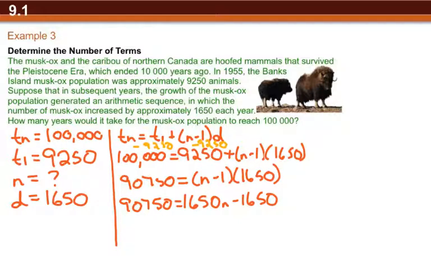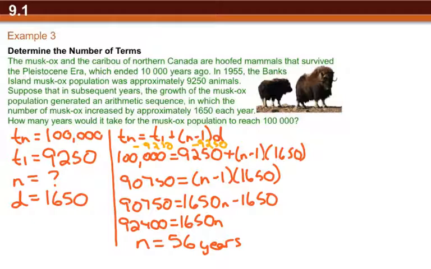We'll add 1650 to both sides. Last step would be to divide by 1650, and we get that N is 56. 56 years in this case. So it'll take 56 years for the population of muskox to reach 100,000.